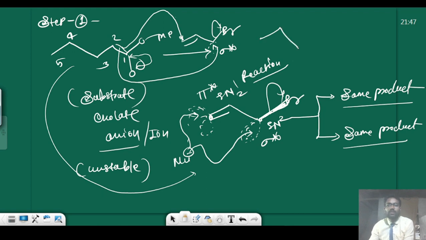Okay. So what is the product? COOMe. So 1, 2, 3, 4, 5. Whatever substrate we have written, it is correct. Now substitution takes place at the alpha carbon. This is the beta carbon. This is the gamma carbon. This is the delta carbon. So substitution takes place at the second position, that is the alpha position.